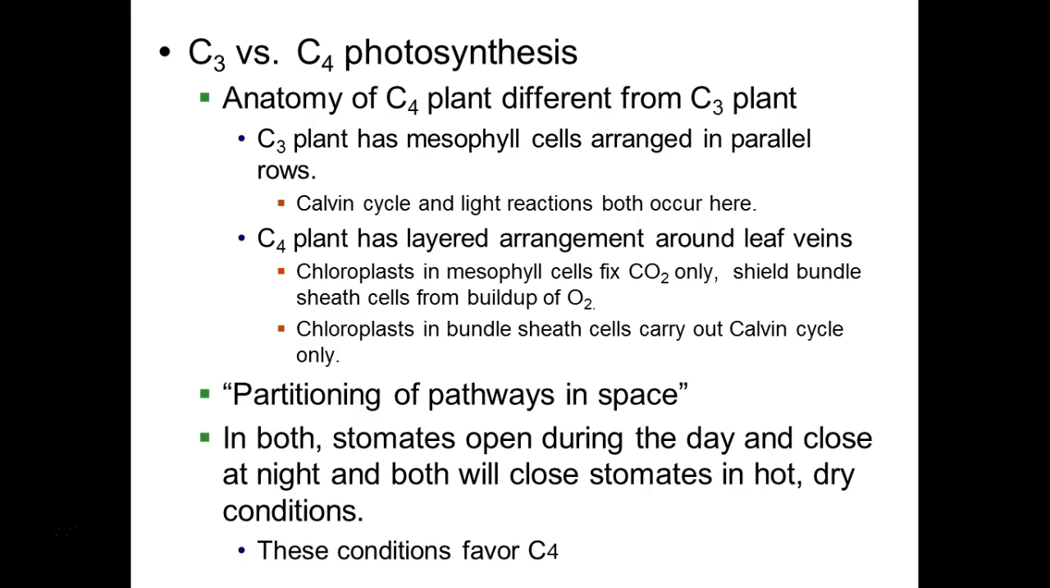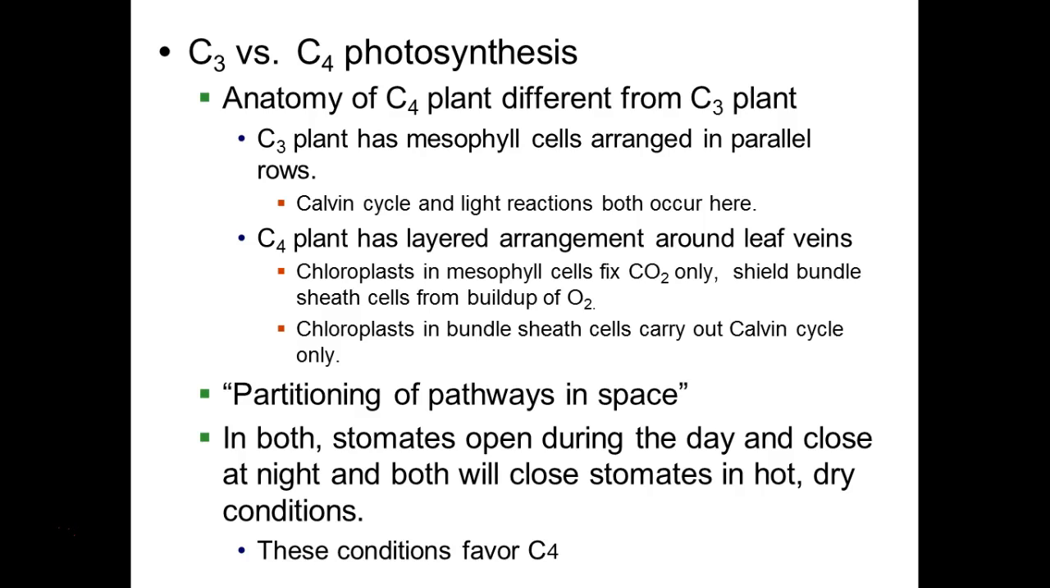Okay, so why is this important? Well, first thing, the C4 plant has a different anatomy than a C3 plant. C3 plants are going to have their mesophyll cells arranged in parallel rows. Remember, both the Calvin cycle and the light reaction occur in the mesophyll cells. The C4 plant, on the other hand, has a layered arrangement around the leaf veins. The chloroplasts in the mesophyll cells fix carbon dioxide only, and there are cells called bundle sheath cells that are going to be protected from the buildup of oxygen. So the chloroplasts in the bundle sheath cells are going to carry out the Calvin cycle.